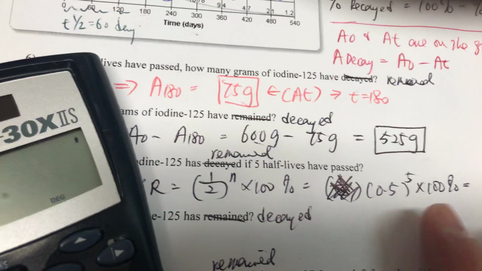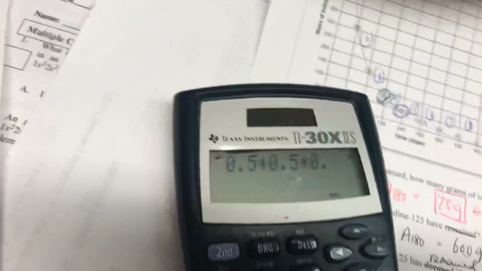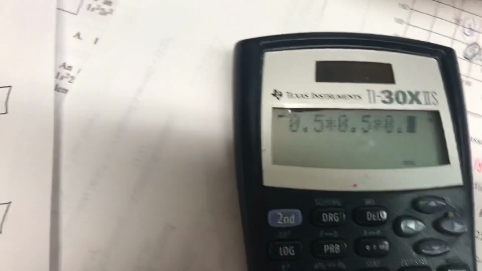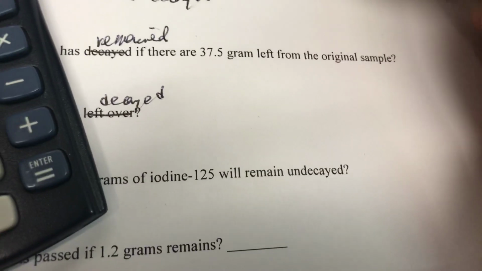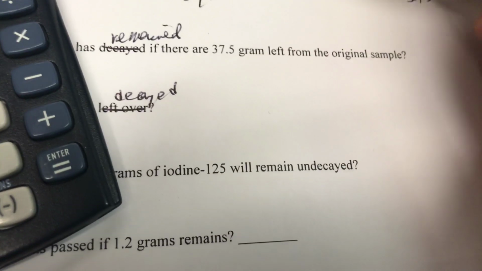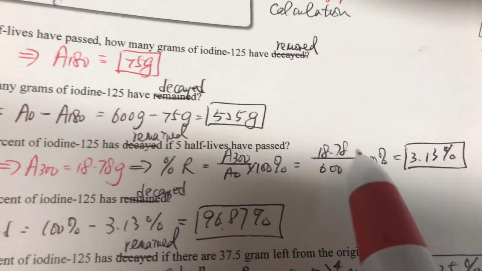I'm going to take out the calculator. So I'm going to punch in 0.5 times 0.5 times 0.5 times 0.5 times 0.5, and then times 100%. I got 3.125%, which is 3.13%. This is the same answer as the one that I got using AT over A0.